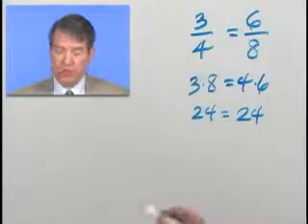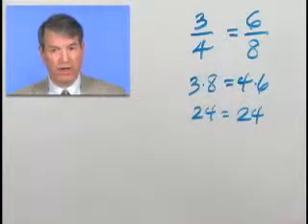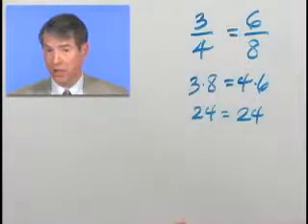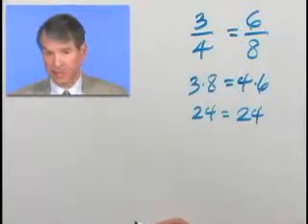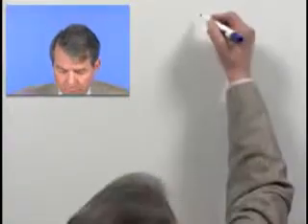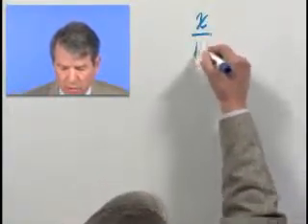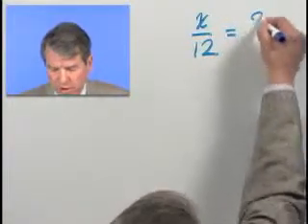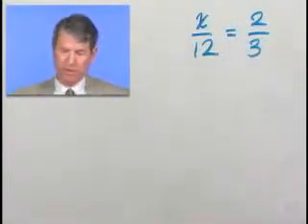We knew it was true because we understood the fractions involved, but now we've seen how cross multiplication verifies it in a slightly different way. We can use cross multiplication to solve a proportional equation that has an unknown in it. For example, x over 12 equals 2 over 3.